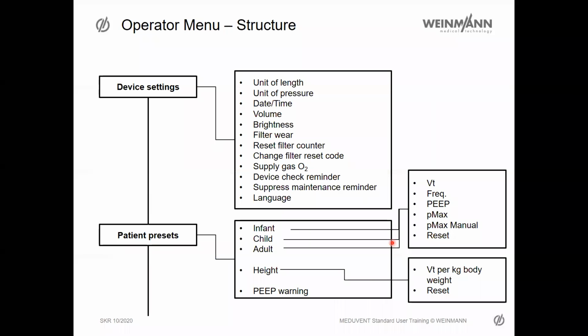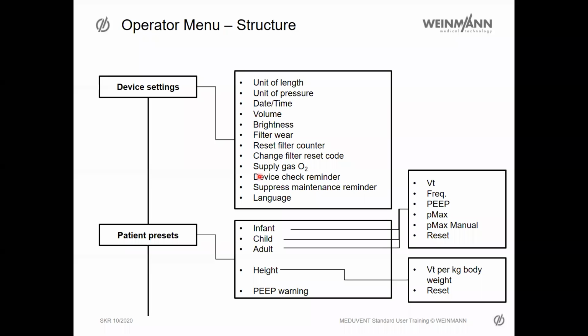When you are in the operator menu, you have a structure of what you can change for the customer. We have the device settings. In the device settings, you can choose a different unit of length and unit of pressure. You can set date and time, the start volume, the start brightness, and the filter wear, if it's 100% to 200%. You can reset the filter counter. When the user has to change the filter, he has to enter a different code, and in this operator menu you can change the filter code so that the user can reset it.